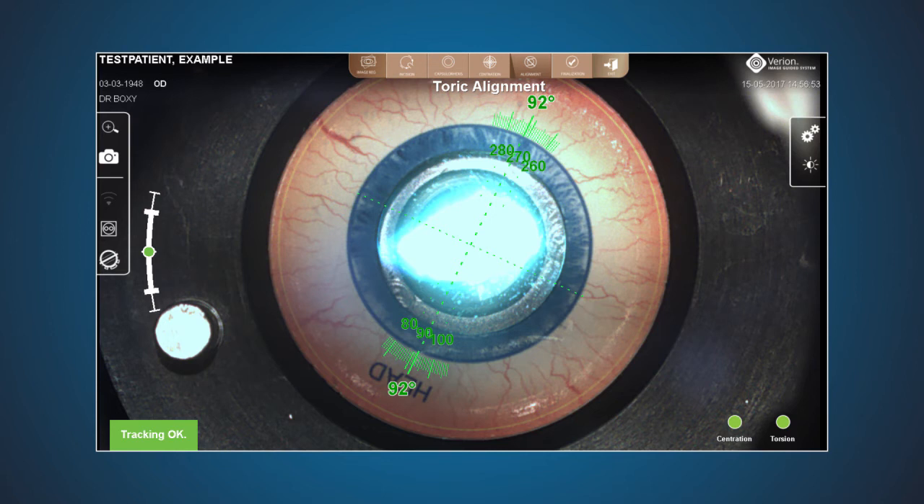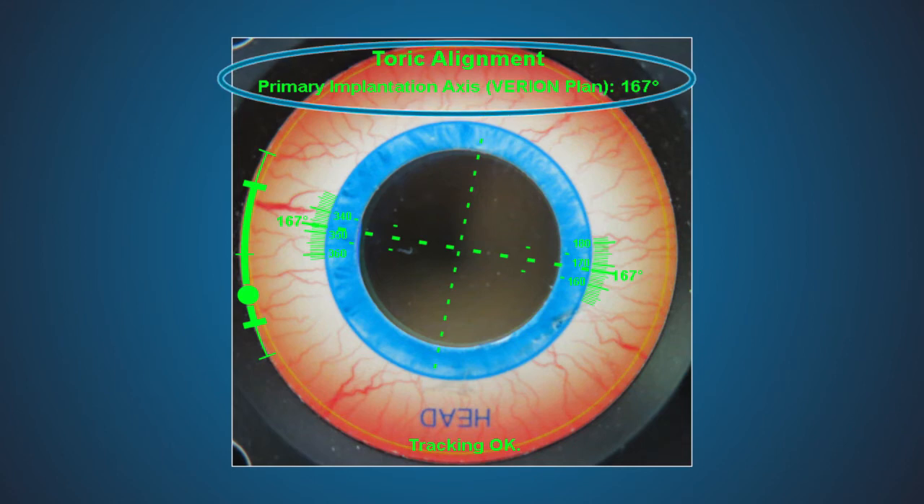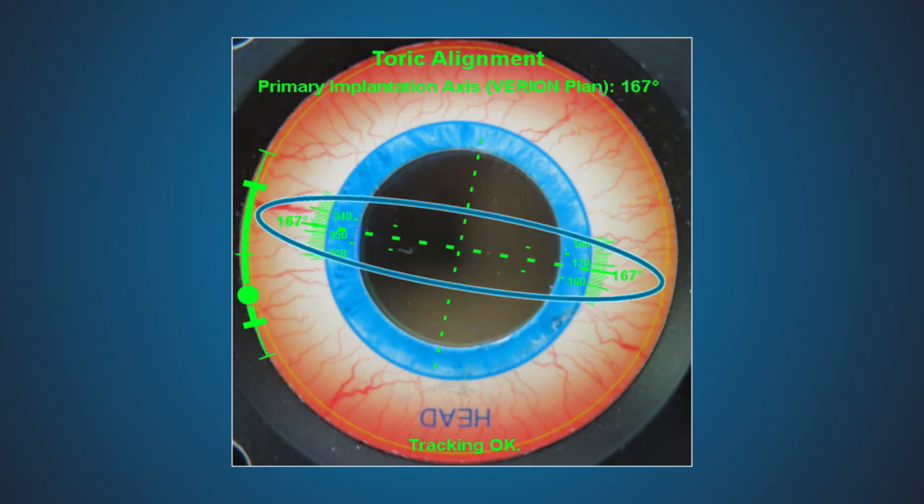The Toric IOL Orientation Overlay is automatically positioned on the implantation axis planned at the vision planner, unless a different axis was set prior to surgery. This is the Toric Alignment Guide through the MID. The display shows implantation information at the top of the screen. In this example, the Varion plan axis is 167 degrees, represented by the bold green dashed line.